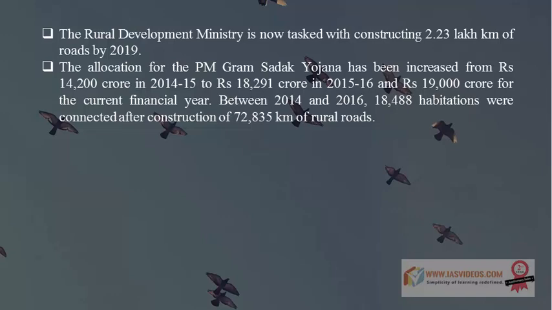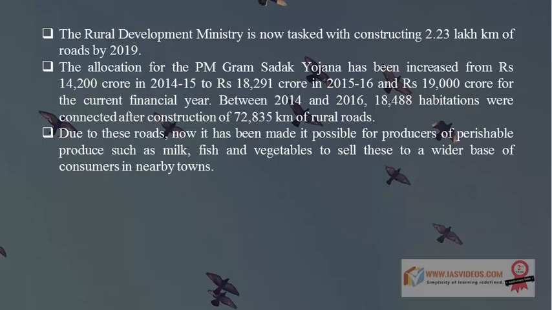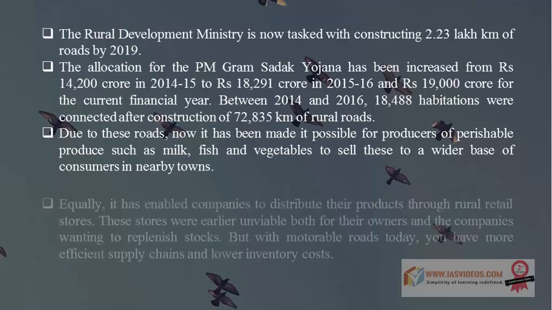Between 2014 and 2016, 18,488 habitations were connected after construction of 72,835 kilometers of rural roads. Due to these roads, it has now been made possible for producers of perishable produce such as milk, fish and vegetables to sell these to a wider base of consumers in nearby towns.